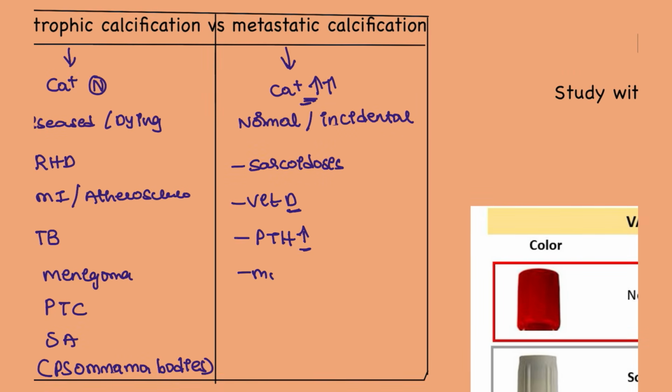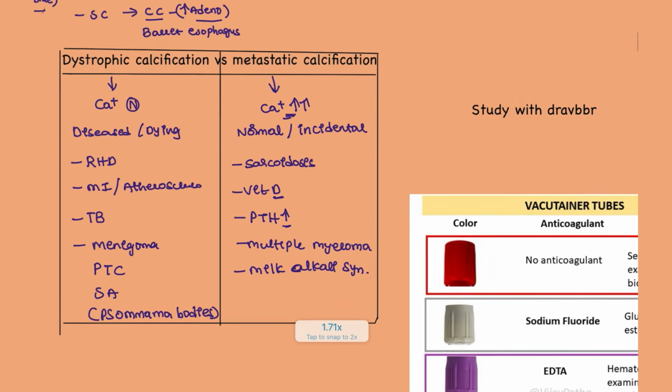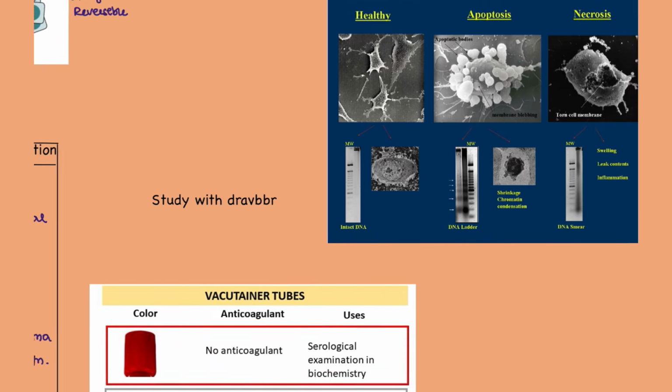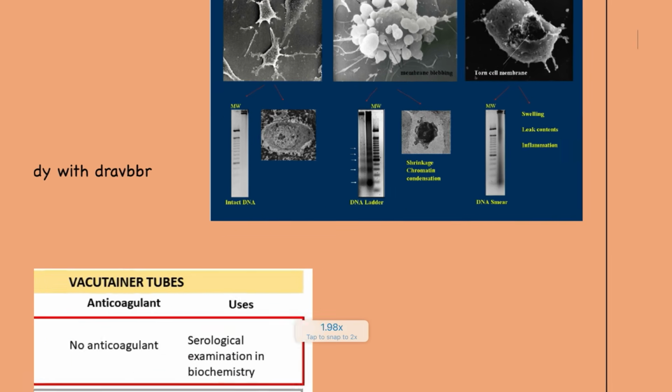And next, multiple myeloma. Right, in multiple myeloma also, the patients will have elevated calcium. Next, milk alkali syndrome. Milk alkali syndrome also shows elevated calcium, the metastatic type of calcification, that you are going to see. Next, coming to apoptosis and necrosis, and different other types also we are going to discuss.